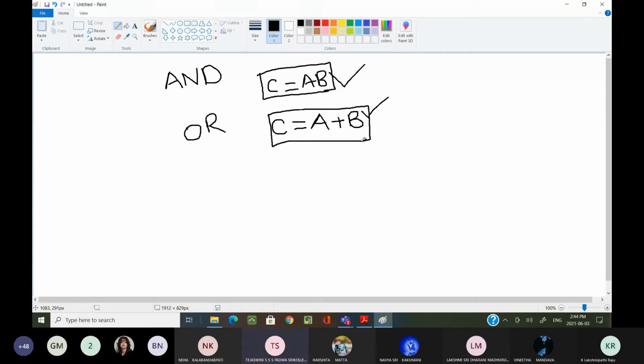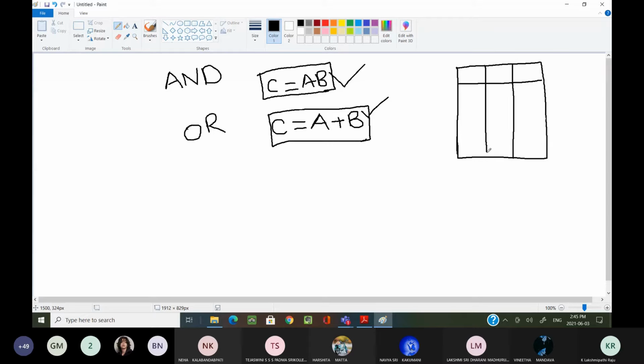Because if both the inputs are 1, it will give 1. If any one is 0, it will give 0 as the answer. Okay. Now see here, how we are writing this logical expression if it is an AND gate. Based on the truth table, I already told you the truth table is a very important thing. Based on the truth table only, we are writing our logical expressions.